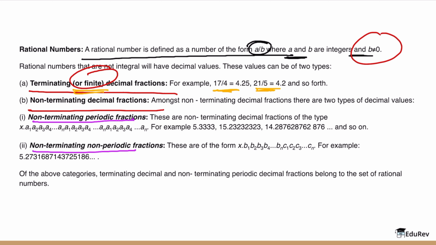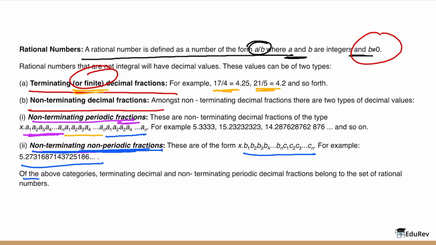Simple. For example, in your periodic fraction, the portion is again and again repeating. This portion which I've underlined is coming here again and again. So from here to here, then from here to here. So this portion is repeating. Whereas when you see non-terminating non-periodic fractions, the portions aren't repeating. Therefore we say non-terminating ones.